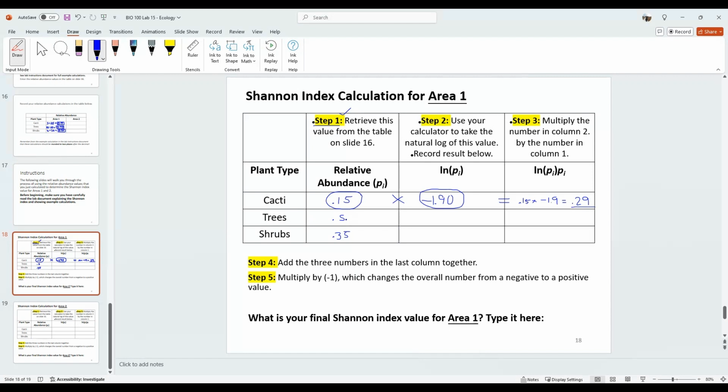We're going to do it for trees, and we're going to do it for shrubs as well. So again, we would take this value right here. We would use our scientific calculator to take the natural log of that value, and that goes in this box. Then you multiply them together, and you get your final answer here. And then you do the same thing for this last one here.